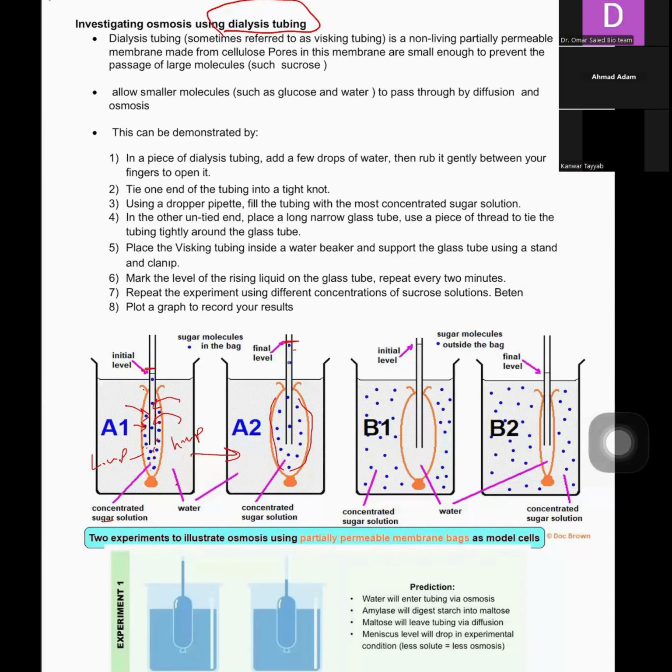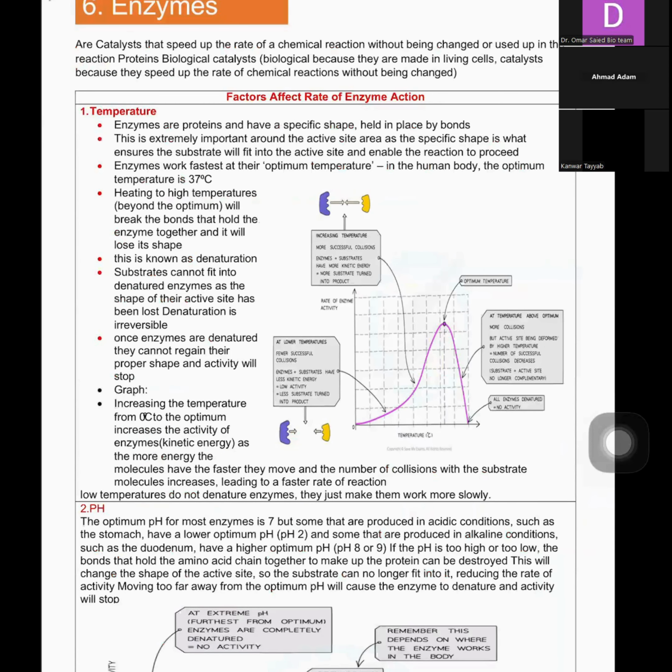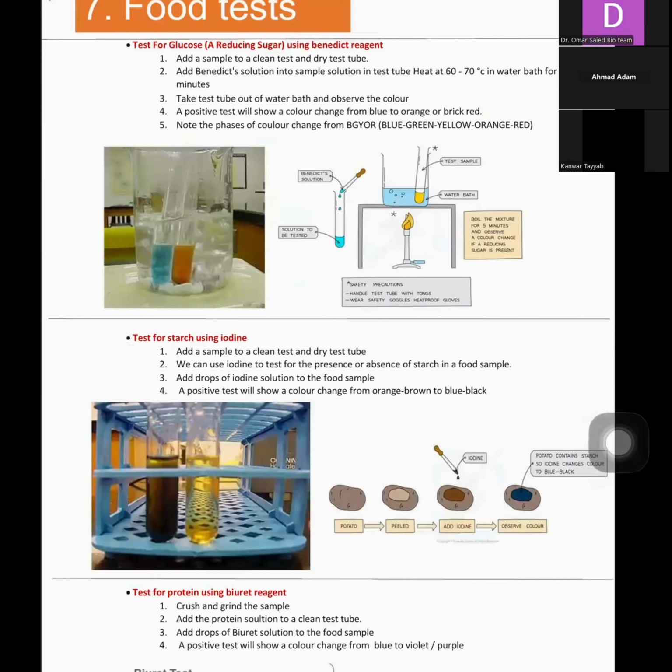In these cases, he gives you a reading for the initial water level, then a reading for the final water level, and then he asks for the rate, how much percentage change, and so on. You get the idea? We will explain and we will go through a lot of paper 6 questions related to this. Also, the enzyme activity, very important. I am just giving you some important points.